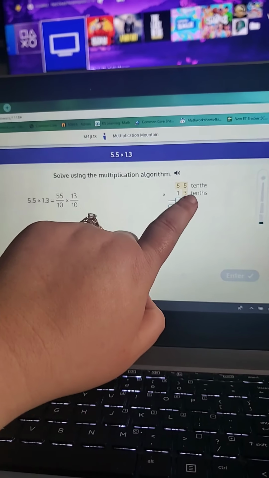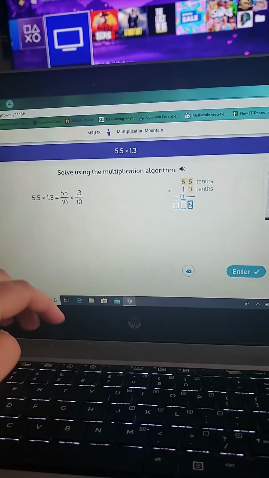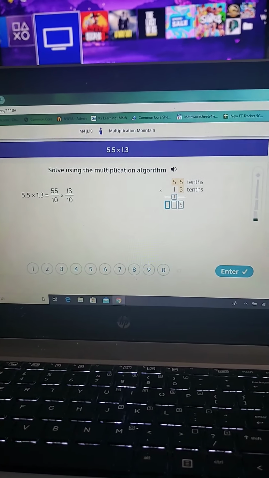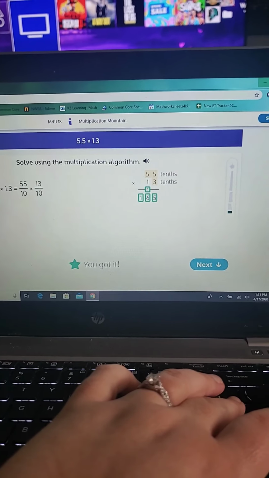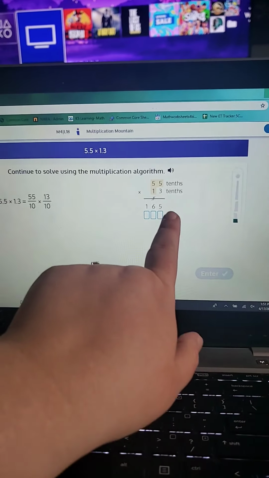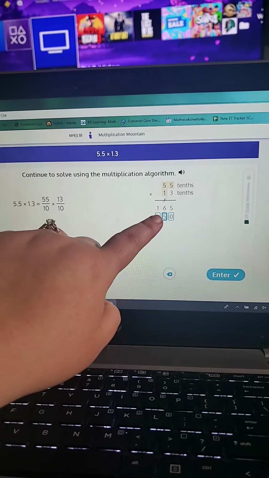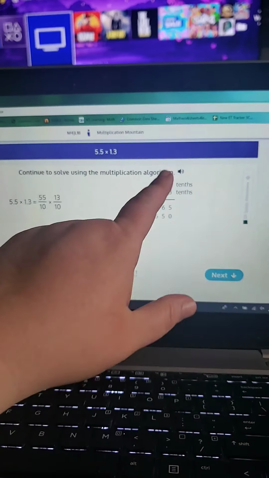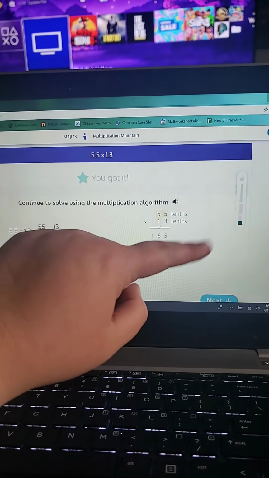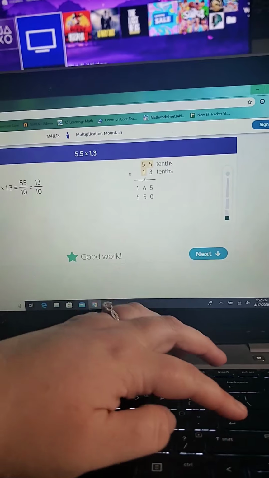And then we're going to go ahead and multiply 55 times 13. 5 times 3 is 15. 5 times 3 again is 15, plus that 1 is 16. We're going to go ahead and first drop our 0, and then we're going to do 1 times 5, which is 5, and 1 times 5, which is 5 again. So you just do whatever problems they're leading you towards, and for your problems and numbers, obviously.